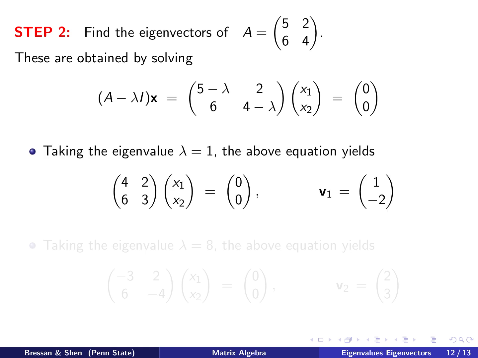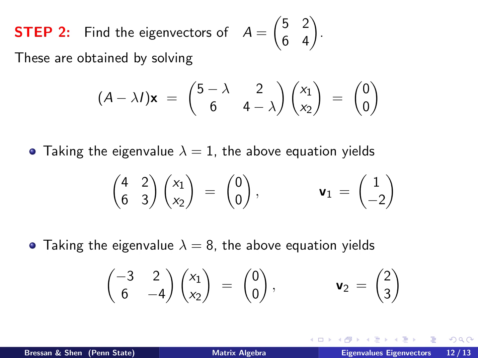Okay, so take the first eigenvalue, lambda 1 is 1. We can solve this equation. So 5 minus 1 is 4, 3 minus 1 is 3, so we get that, and we find that there's one solution that's non-zero, v1, which is 1, negative 2.